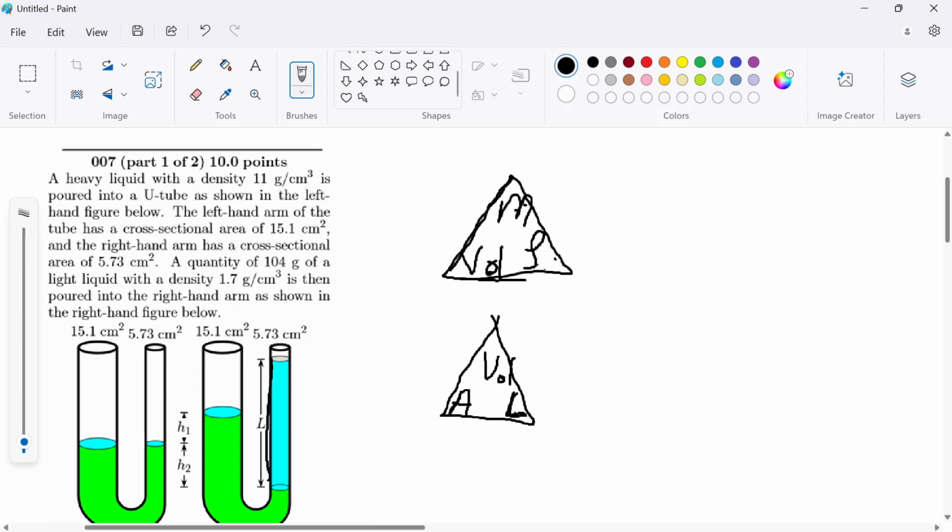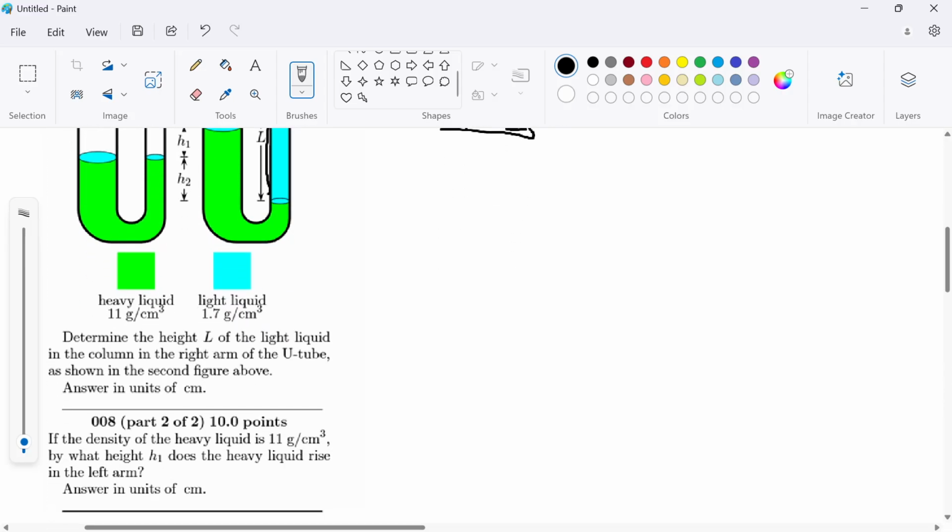It says a heavy liquid with a density of 11 grams per cubic centimeter is poured into a U-tube, not a video, but this tube that's shaped like a U. The left-hand arm of the tube has a cross-section area of 15.1. The right-hand arm has a cross-sectional area of 5.73 square centimeters. A quantity of 104 grams of a light liquid with a density of 1.7 grams per cubic centimeter is then poured into the right-hand arm as shown. So it's got it all there.